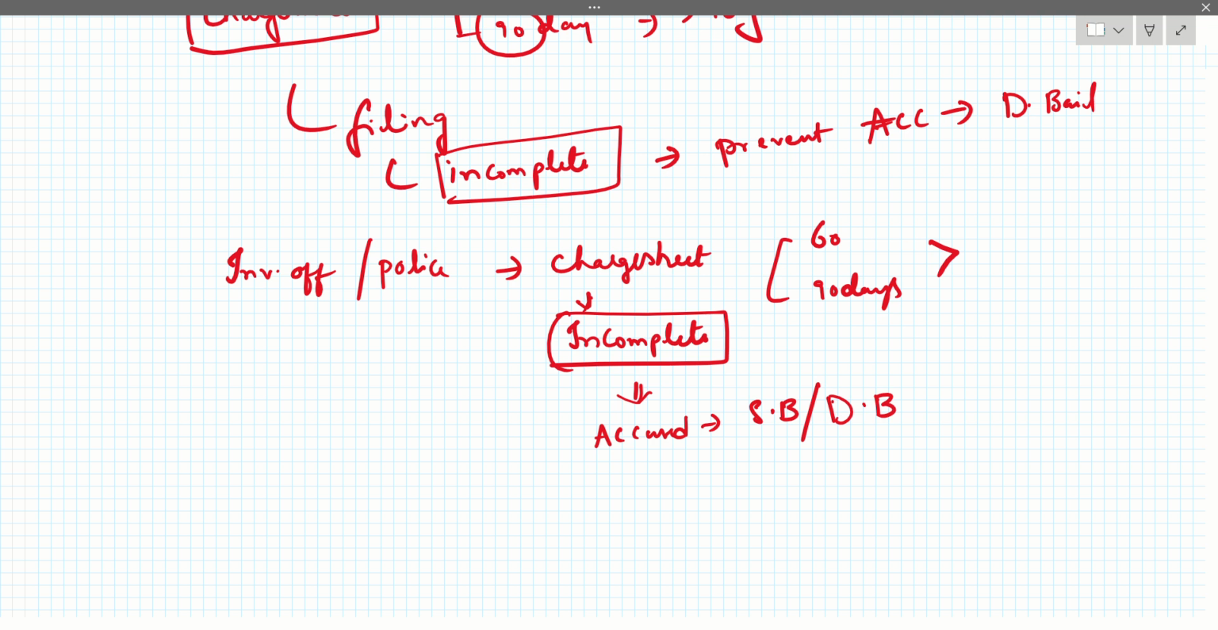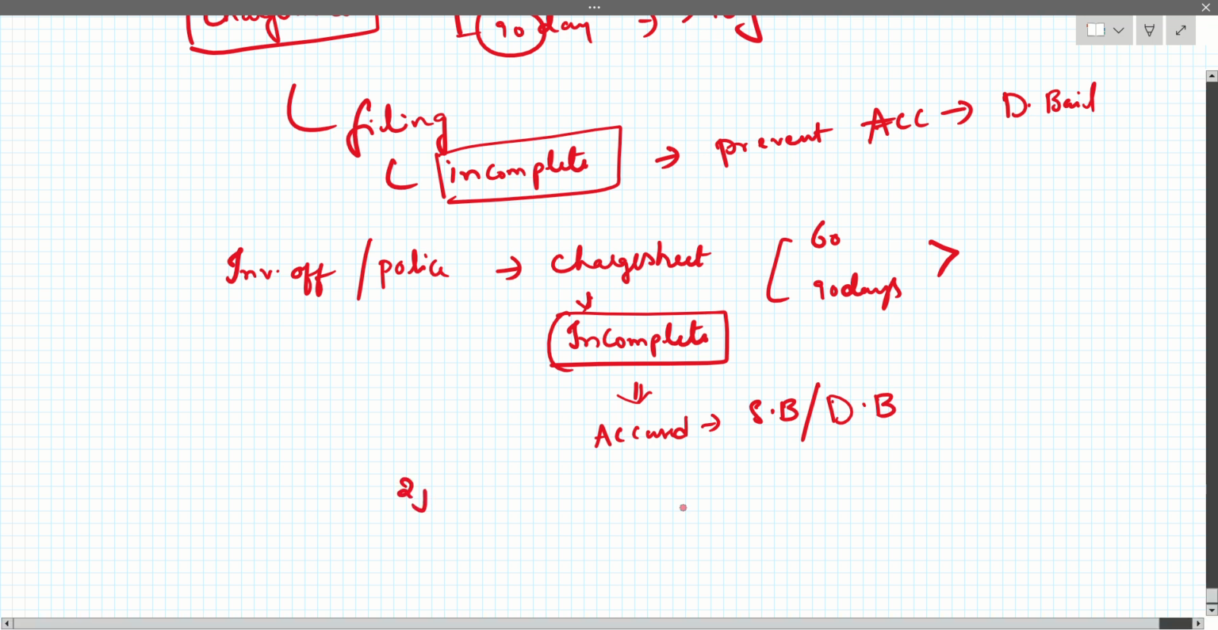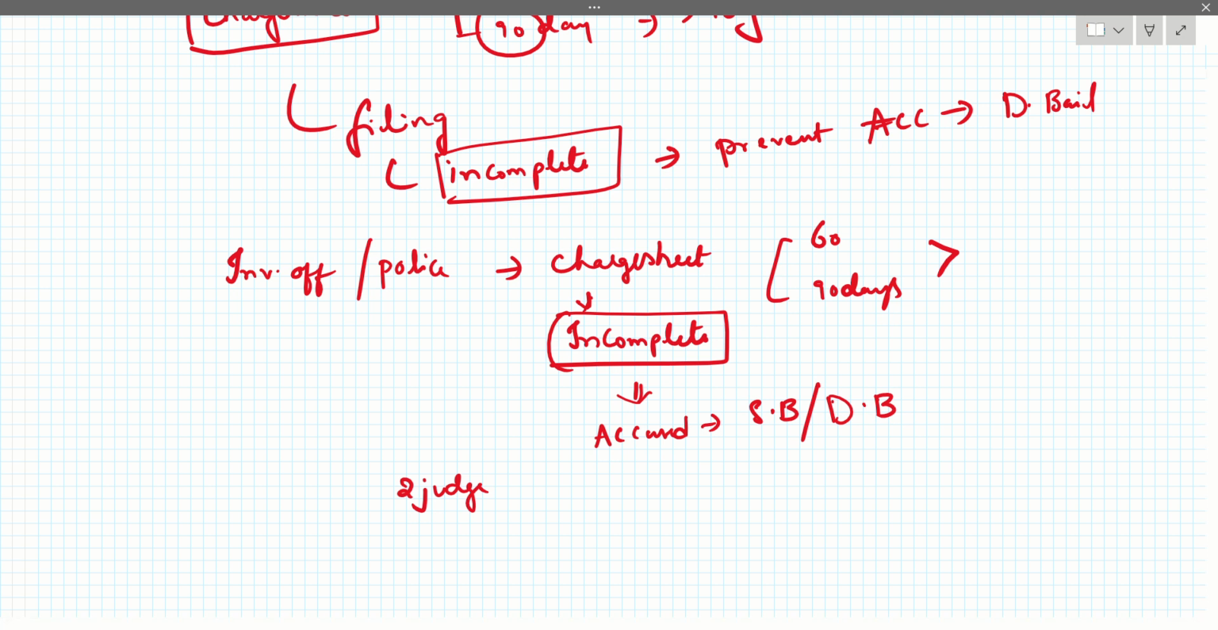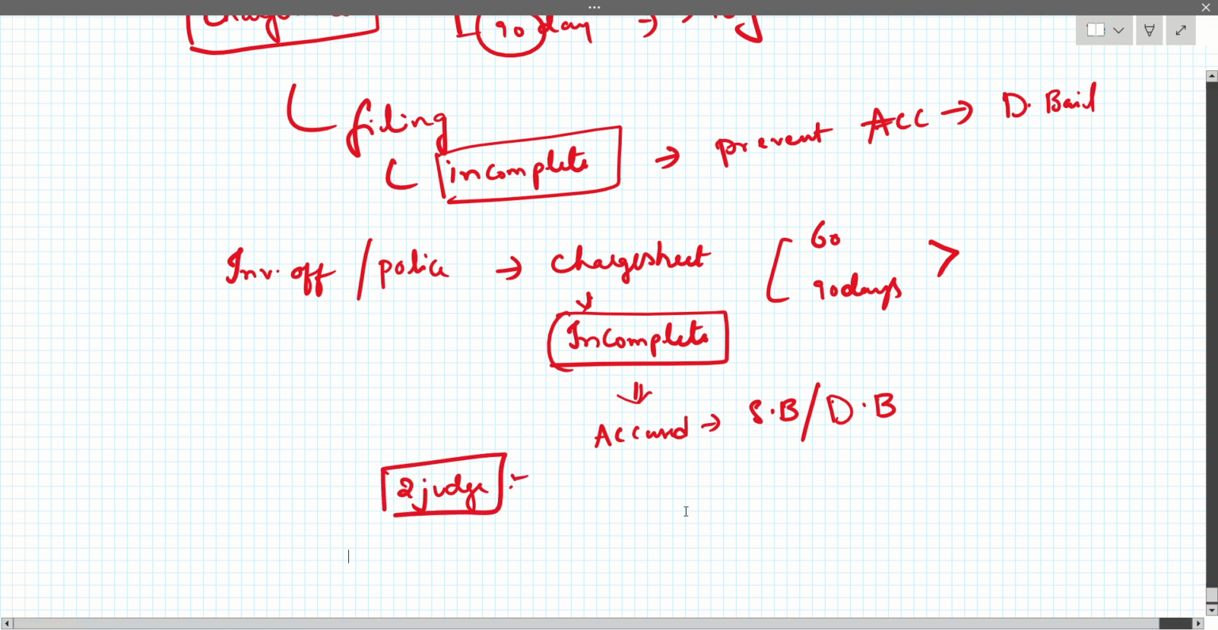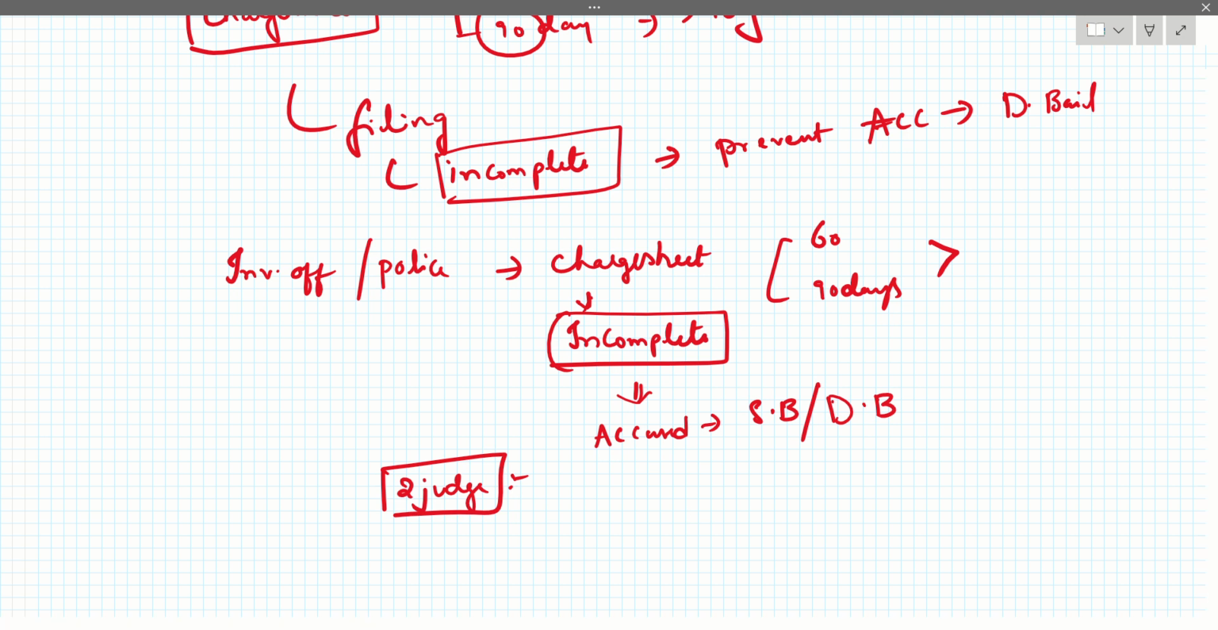This has been the judgment delivered by a two judge bench of the Supreme Court in the Ritu Chhabaria versus Union of India case. So this is clear, and this judgment is enabling the accused. This judgment is in favor of the accused. The judgment clearly says that if the investigating agencies file a charge sheet which is incomplete within the period of either 60 days or 90 days, even then the accused has every right to ask for statutory bail or default bail. As of now, this is very clear.